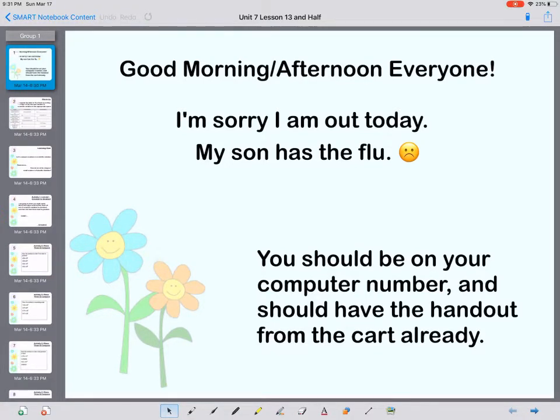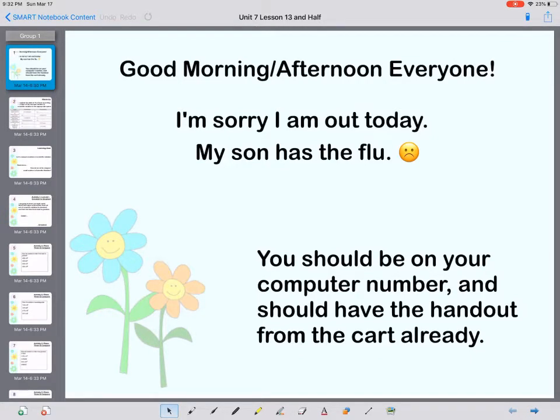So you should have your computer already, and you should also have the handout from the front table. We are going to go through the lesson. There's a couple places in there where I'm going to ask you to pause the video, so please make sure you're pausing the video and trying it on your own, and then continuing on. There is going to be a graded assignment at the end as well as an incentive, so stick with me and we will get through it.